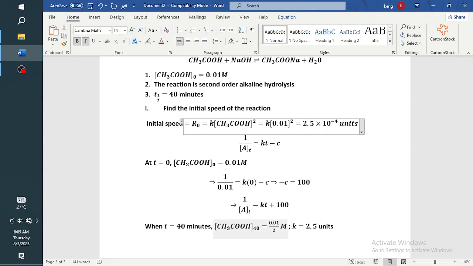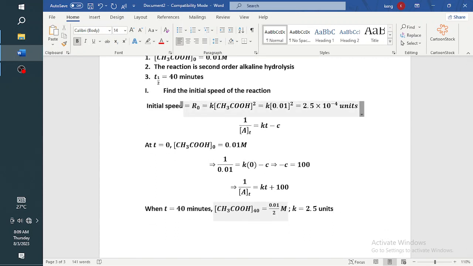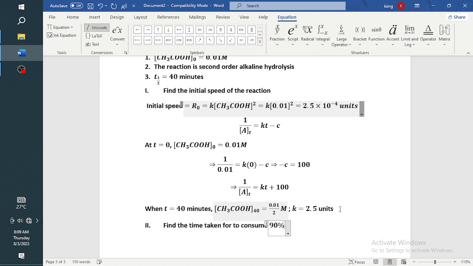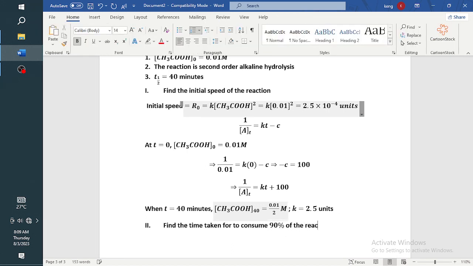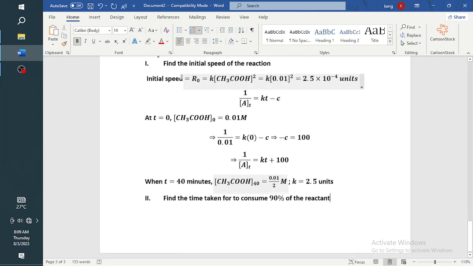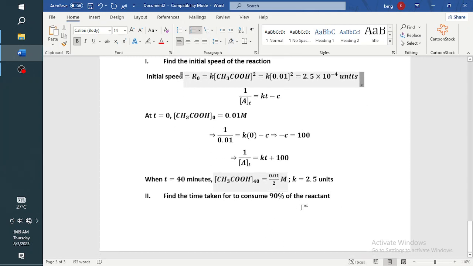I've forgotten the units. Okay, now I'm going to leave you guys to do the second exercise, which is saying that we should find the time taken, what was the question again? Find the time taken to consume 90% of the reactant. So the time taken to consume 90% of the reactant, yes, something like that.